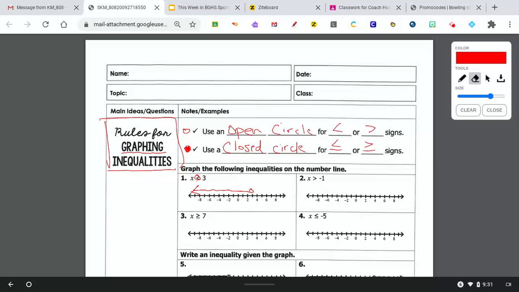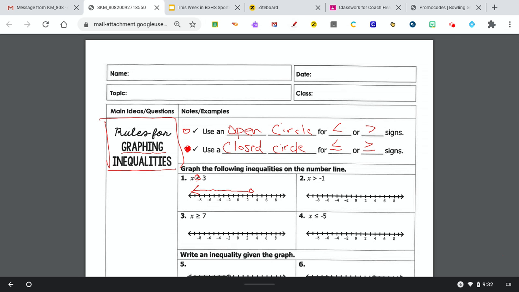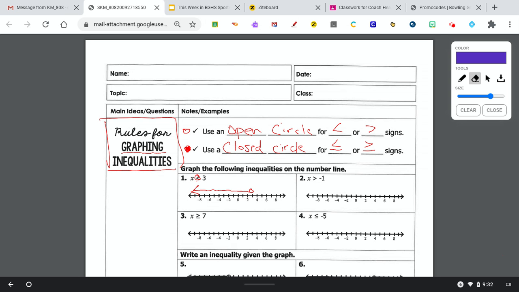Let's look at the second one. I would go to -1. One second, let me see. Here we go. Sorry about that. So I go to number 2, to -1. I would put an open circle on -1, and notice how it's pointing to the right. And so I would shade my line to the right.